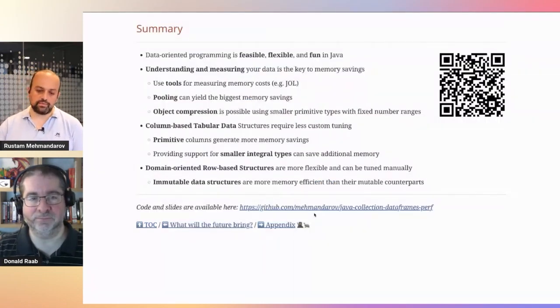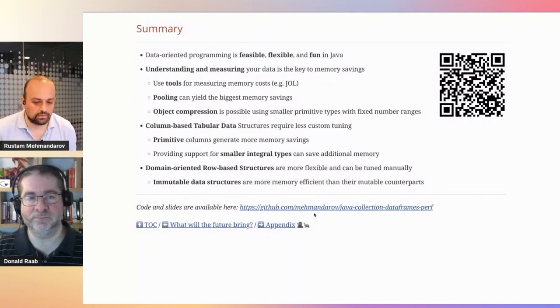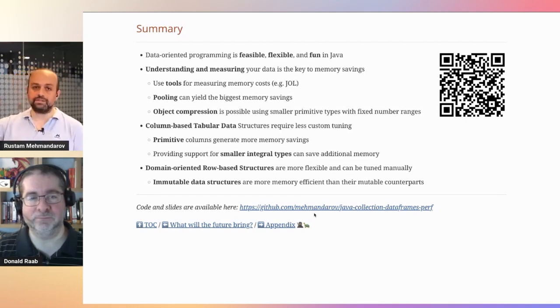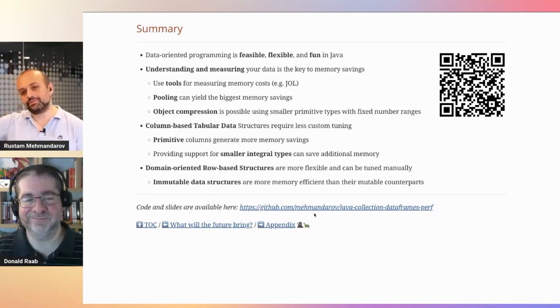So in summary, what can we say? We can say that data-oriented programming in Java is actually possible. You don't need to go for another framework or language. It's feasible, it's flexible, and it's actually fun. It can be fun with all this fine-tuning and small things that you can do to see your memory footprint go down, and you can do all these fun things in your favorite language, right?